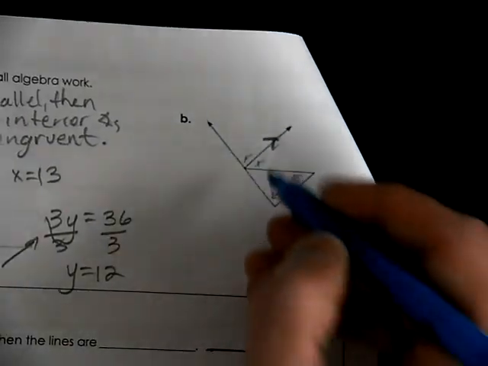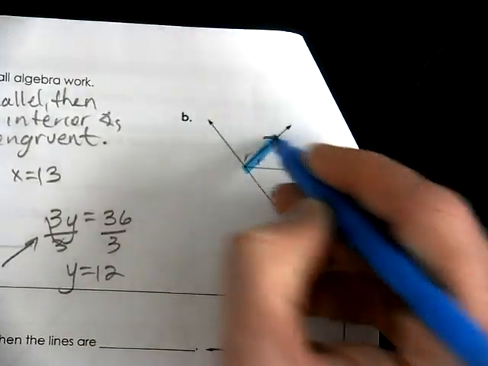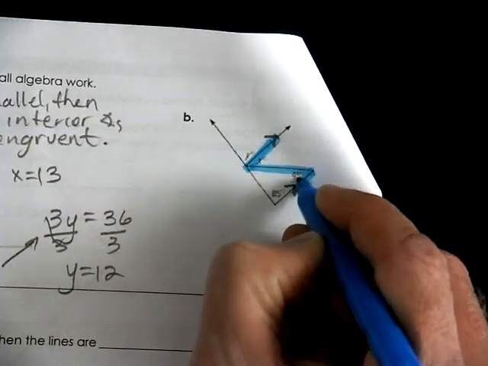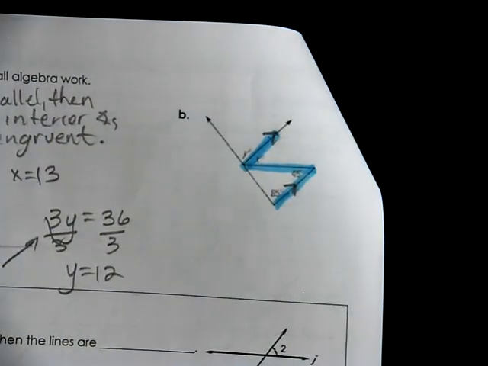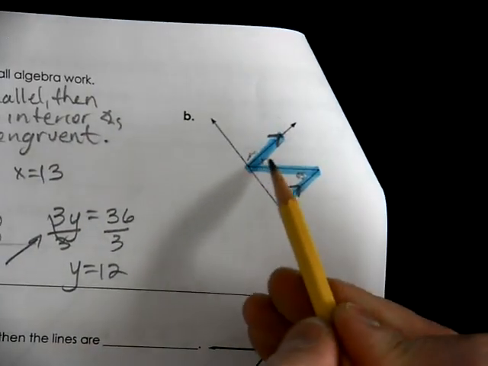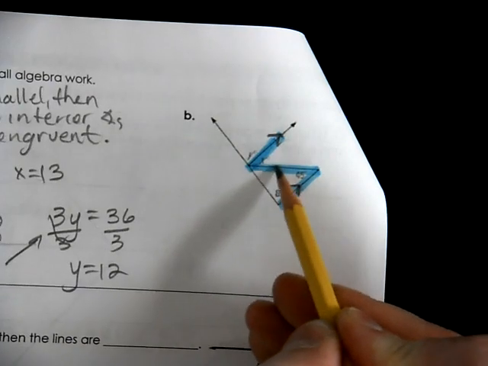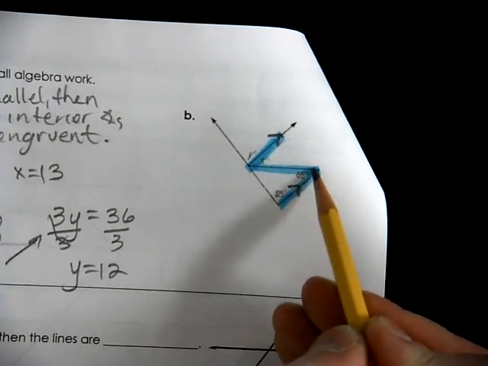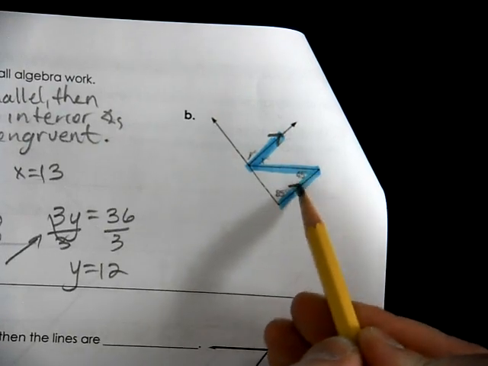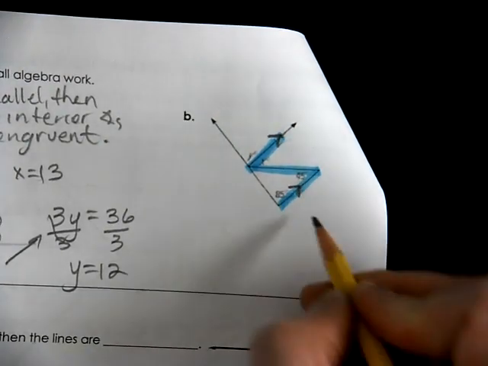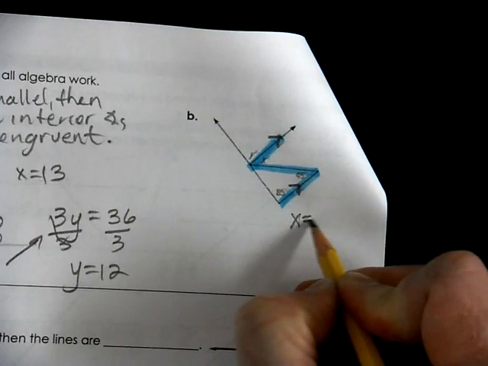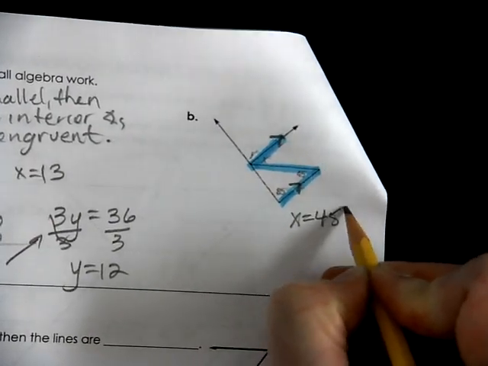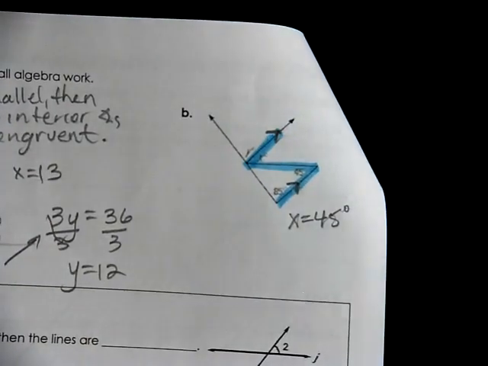Do I have a C shape? Maybe. Do I have a zigzag? Definitely. In this corner of the zigzag, touching on both sides of the blue, is X. On this side of the zigzag, touching on both sides of the blue, is the 45. So I know that X is going to equal 45 degrees. If two lines are parallel, then alternate interior angles are congruent. We use that one a lot.